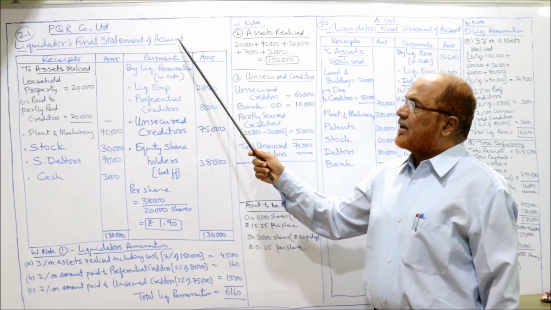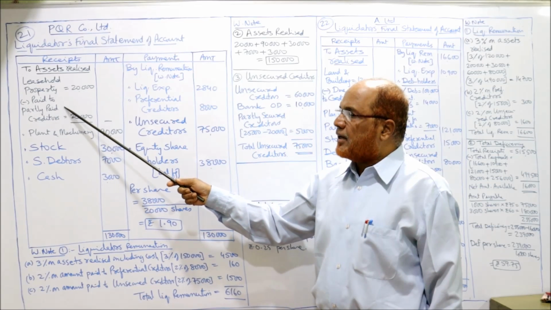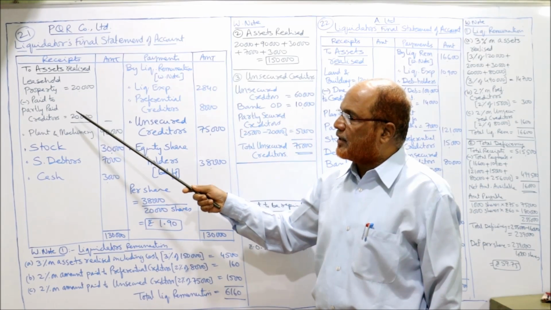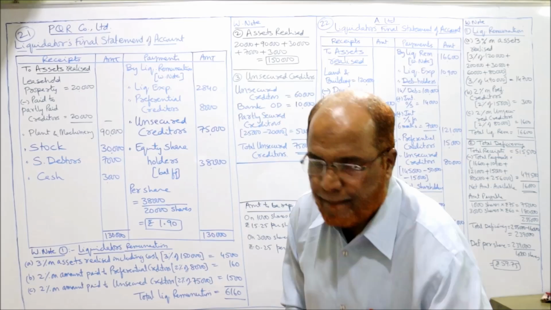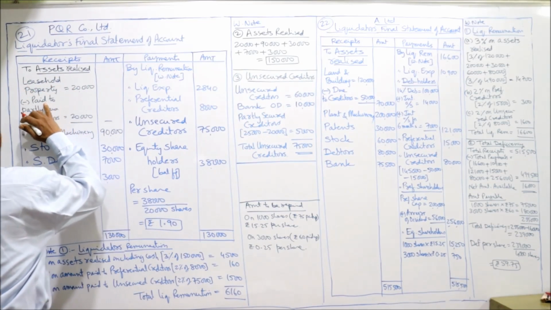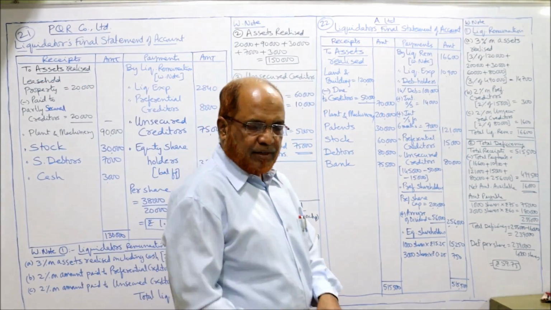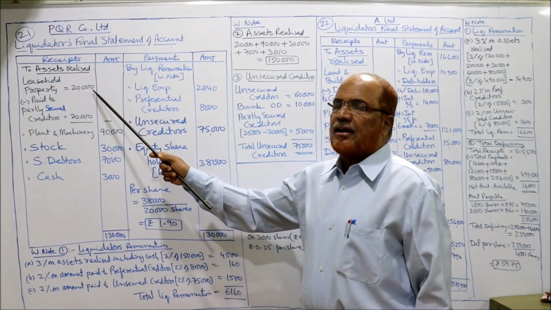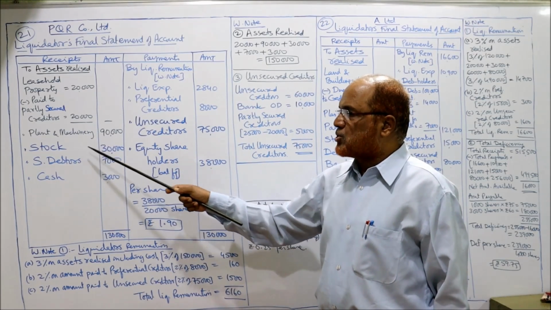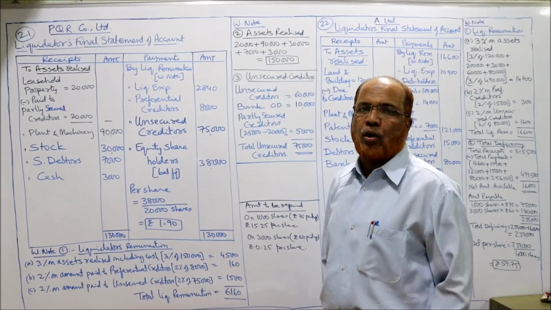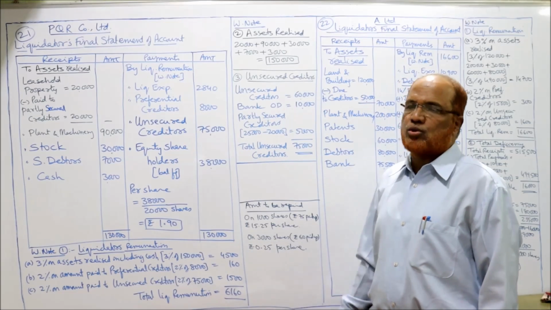PQR Company Limited, liquidator's final statement of account. Assets realized. Leasehold property 20,000, paid to partly secured creditors 20,000. So nothing is left. 20,000 realized from leasehold property and 20,000 rupees paid. Nothing is left. Plant and machinery 90,000, stock 30,000, sundry debtors 7,000, cash 3,000. All the assets given in the problem are realized by the liquidator. Total of receipt side 1,30,000. Now come to the payment side.